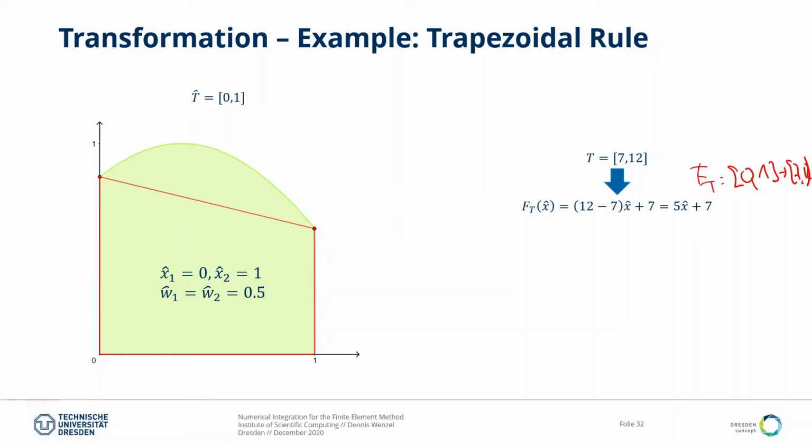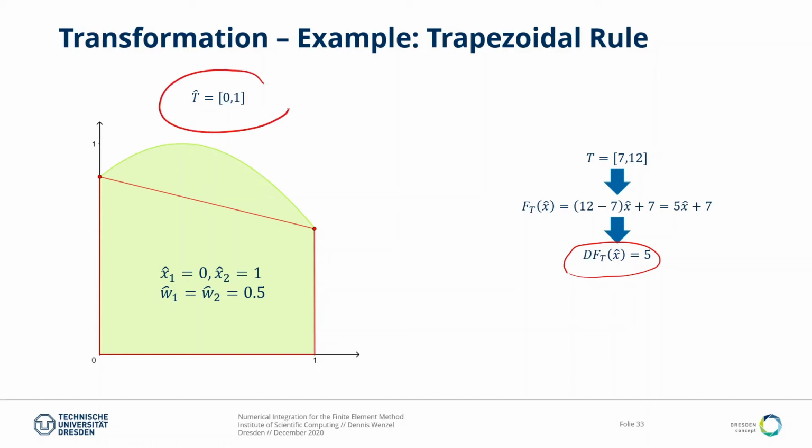So this is our reference map. And then we can form the Jacobian, which in this one-dimensional case is simply the derivative, and the derivative of this function is the number 5. So this is our scaling factor. You can already see here that this indeed reflects an area scaling, because the original reference interval has length 1, and this interval here has length 5. So you can see that this DF always reflects the scaling of the areas.